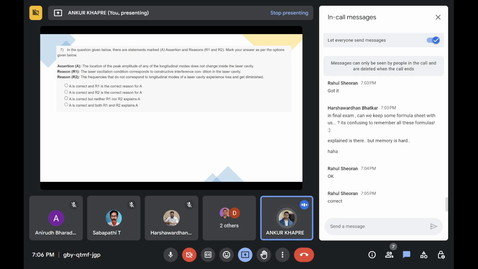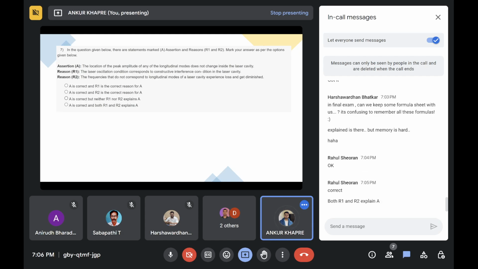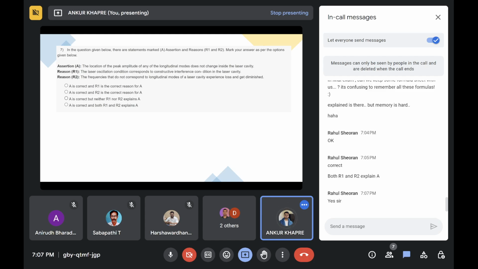What about the reasons? What do you think? Both reasons are correct? Okay. How are you justifying R1? The laser oscillation condition corresponds to the constructive interference condition in the laser cavity. Yeah, constructive interference is happening. That's why the standing wave is generating and then the lasing is happening. Okay, so we can say that R1 is correct. There is no doubt.